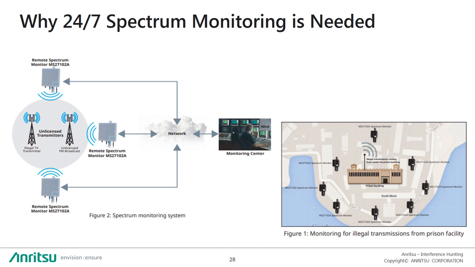You can see what such a monitoring system can look like in these pictures. You position multiple remote spectrum monitor hardware as probes, covering a wide geographical area. One example of where this is useful is when monitoring for illegal radio transmissions from a prison facility. The probes are connected over a network to a monitoring center where the Anritsu Vision software platform is used. We'll talk more about that in a minute.